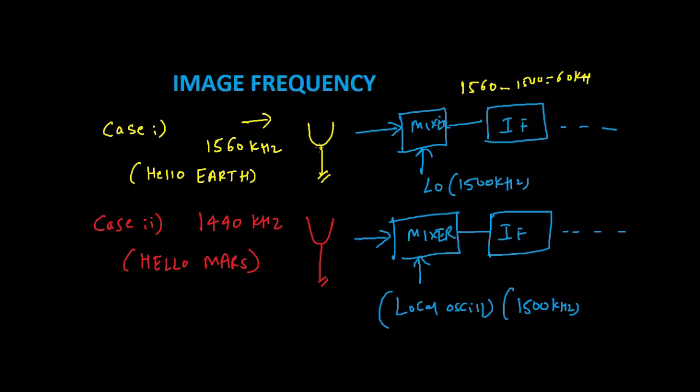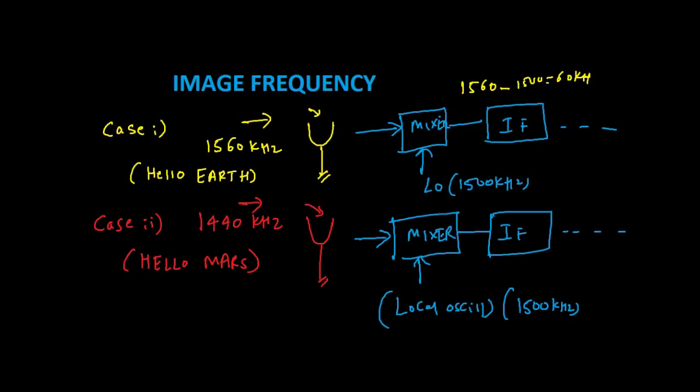What happens is both of these signals travel in the air, and this antenna will pick both of these signals. Both will travel at the same time. Then we have the usual block diagram. First we send it to the RF amplifier, and then to the mixer, and then IF, and then audio amplifier, then demodulator, and all that, and then finally we get a message at the loudspeaker.